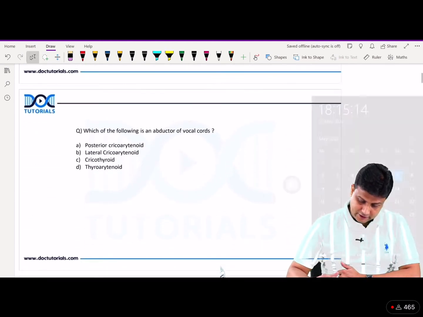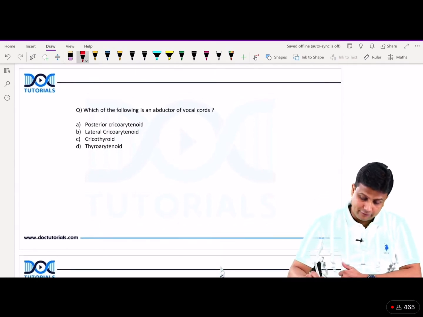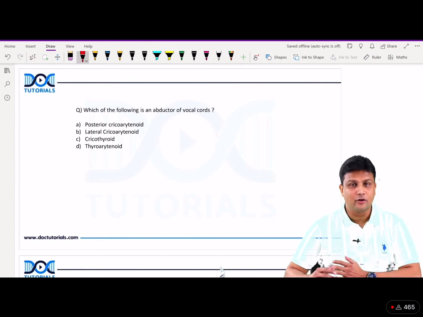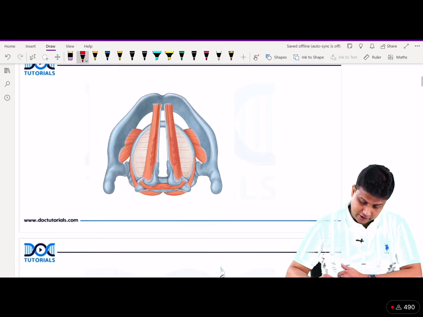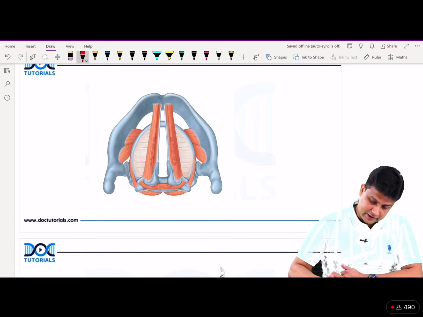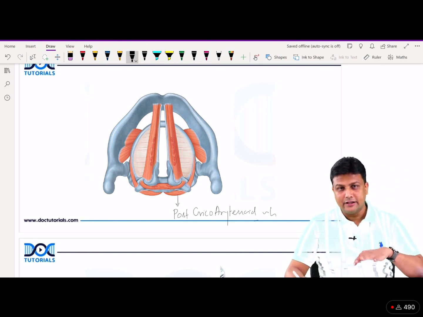Then the next question here, guys. Which of the following is the abductor of vocal cords? Abductor of the vocal cord. Now please look at this diagram here. In this diagram, you are able to see this muscle. This muscle is the posterior cricoarytenoid muscle, guys. It is between the arytenoid cartilage and the cricoid cartilage.